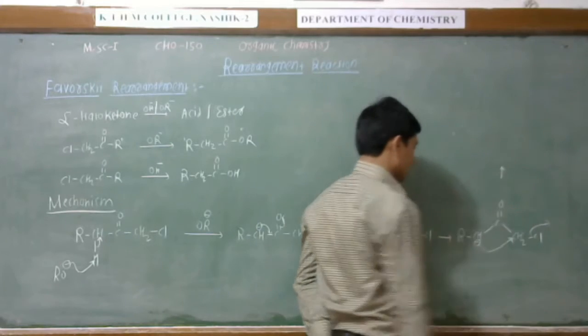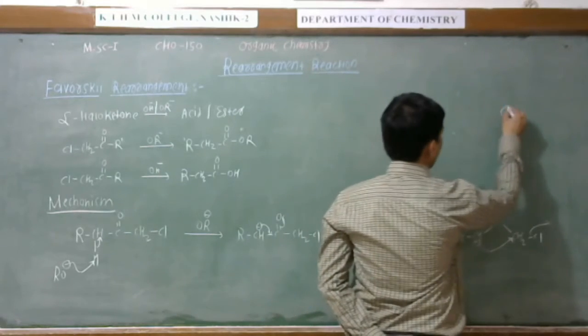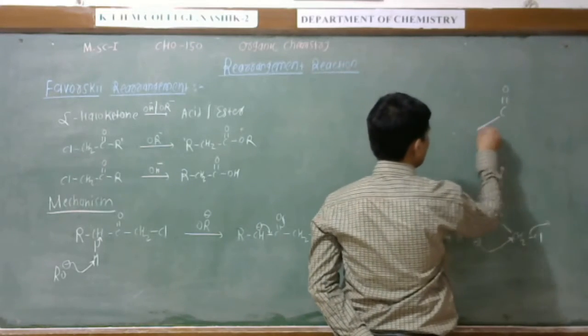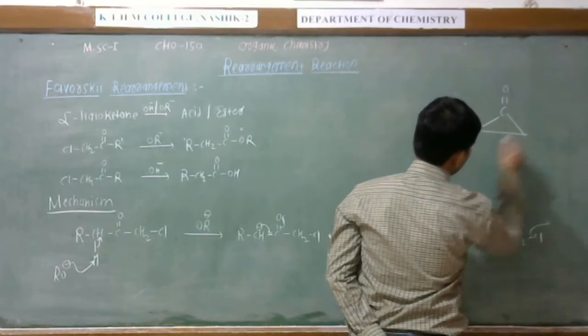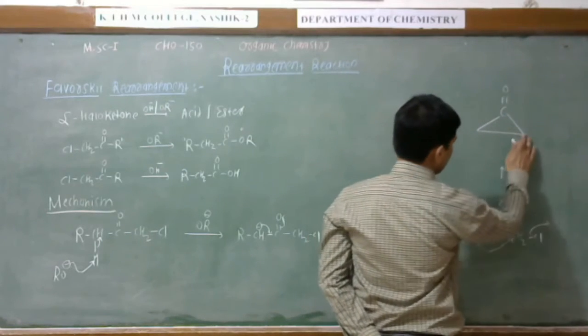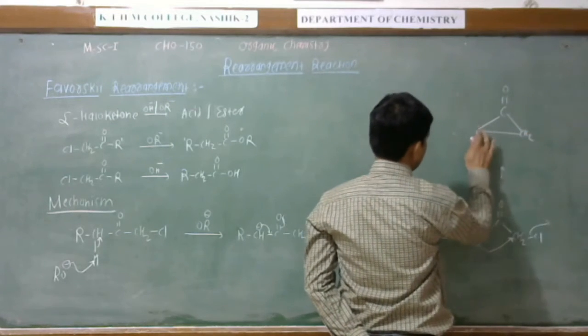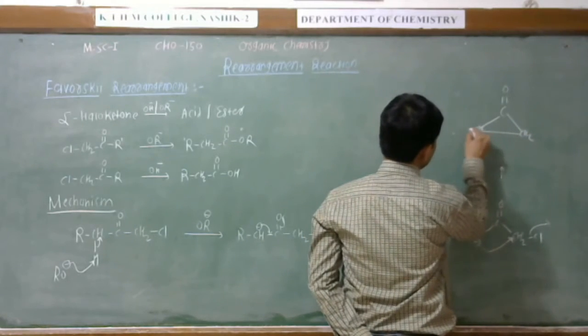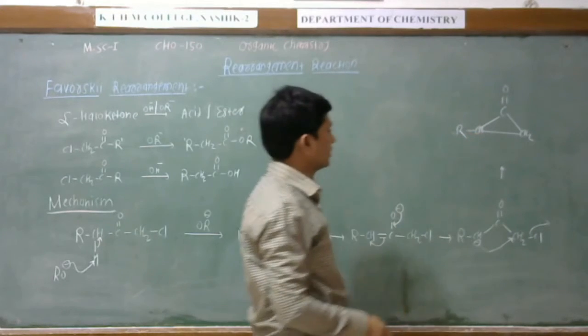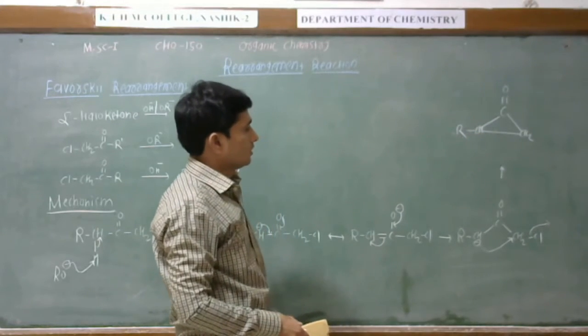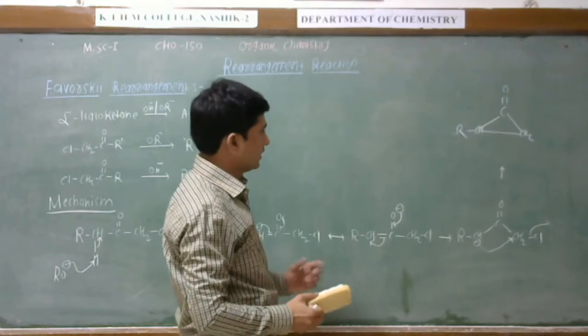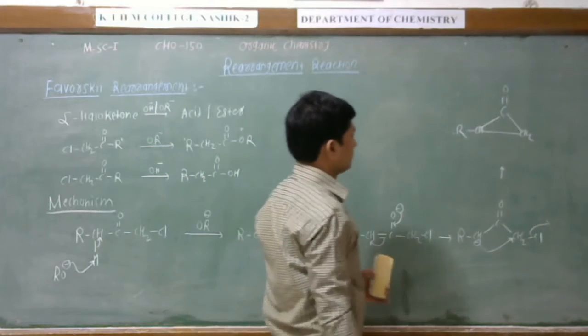So a very important step is the formation of cyclopropanone. Formation of cyclopropanone here. See, this is the CH2 here. This is CH2 here, and this is the CHR. Formation of cyclopropanone intermediate is very important in this case.